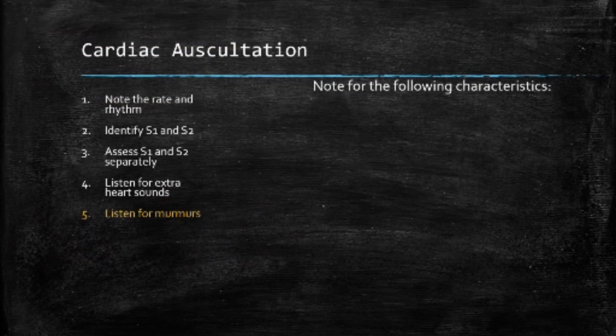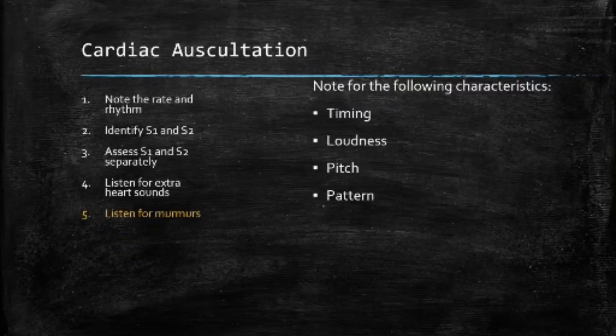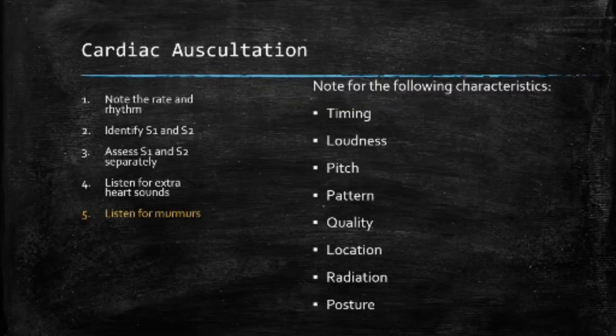When listening to a murmur, note the following characteristics. Note the timing. Is it systole, diastole, or all throughout? The loudness. What's the grade? From grade 1 to 6. What's the pitch? Is it high, medium, or low pitch? What's the pattern? Is it crescendo or decrescendo? The quality. Is it musical, blowing or rumbling? The location, where best heard. Radiation, the transmission of the murmur. And posture of the patient, the position in which the murmur is best heard.